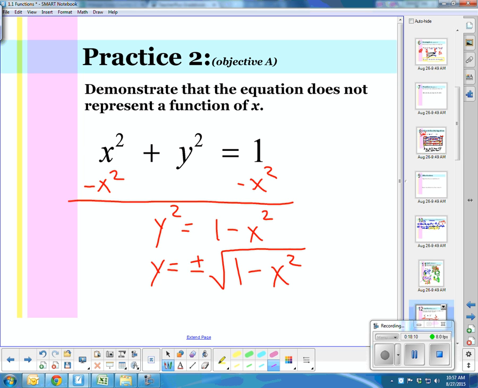As soon as I see that plus minus right there, I can say that this is not a function, not a function of x. So that's a plus minus.